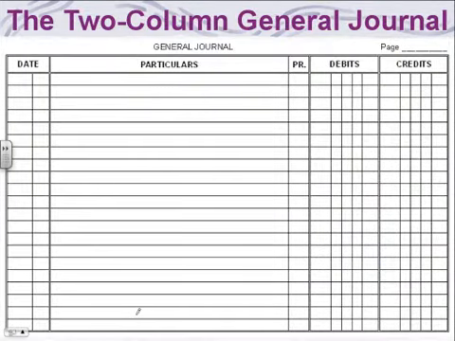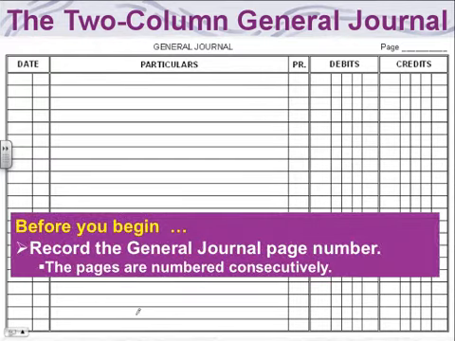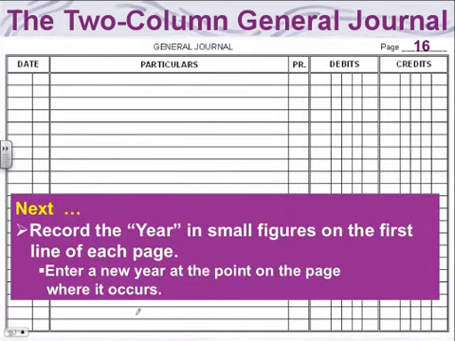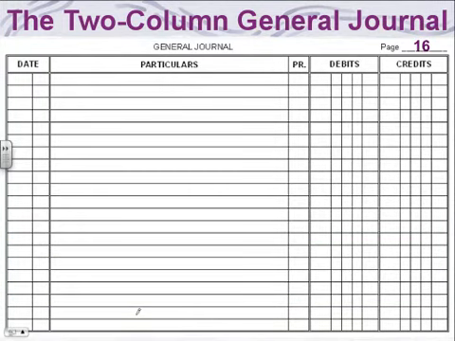So let's take a look at it. How do we do it? What are the steps? Before you begin, you need to record the general journal page number. The pages are numbered consecutively. So here is page 16. If you were to fill up this page and then go on to the next page, you would use 17. Now take note.